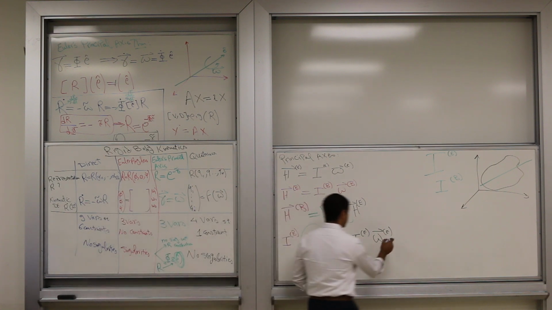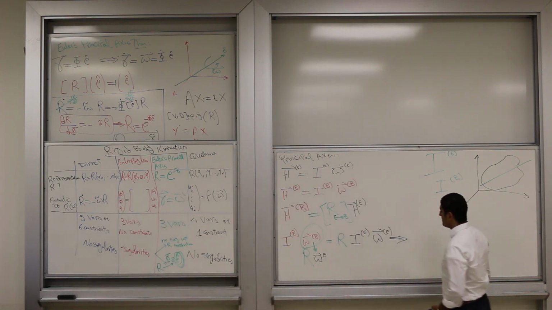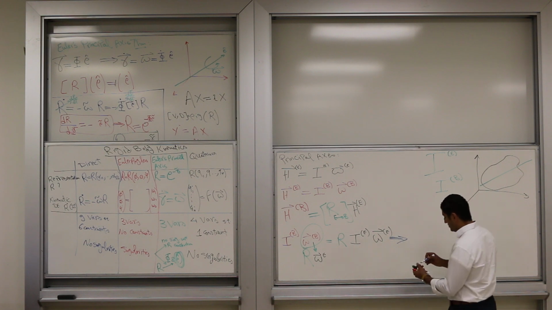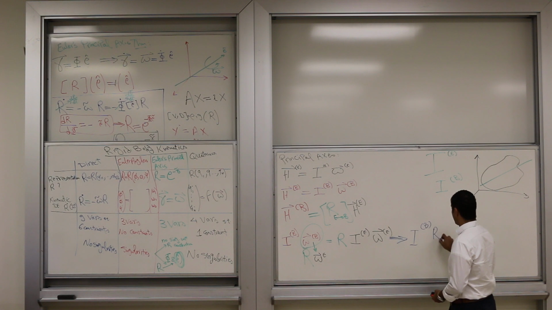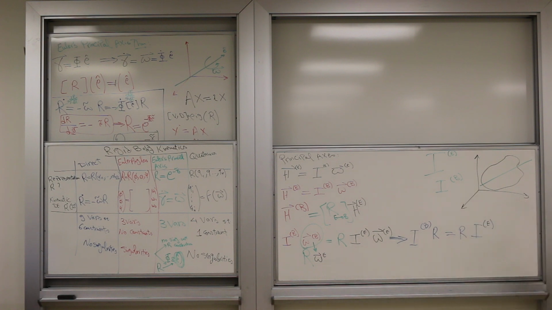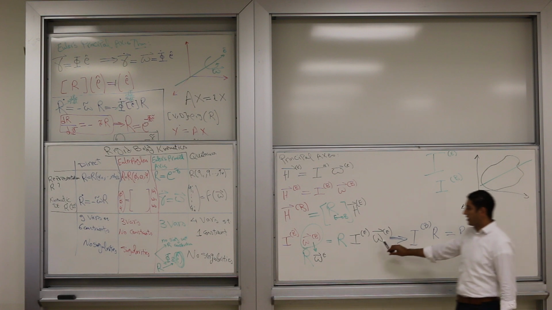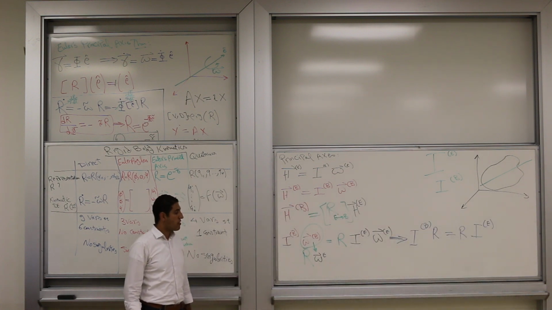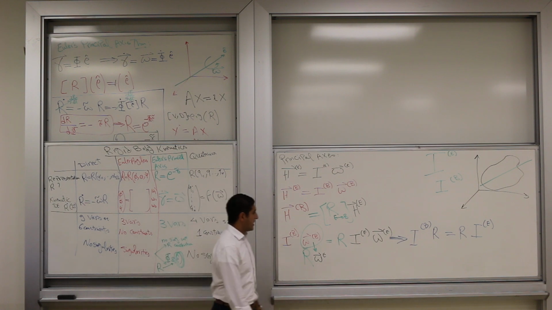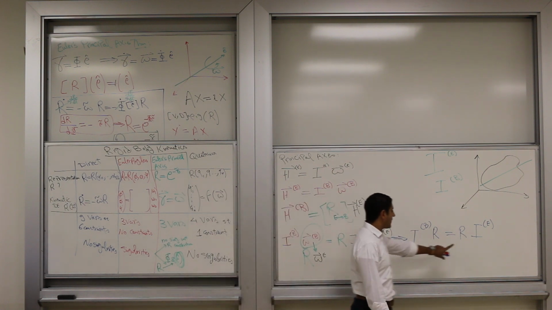Well, now I can simply write this equation, which is I_B R equals R times I_E, correct? Because both are multiplying omega_E, so I got the coefficient of omega_E. So this is the equation for how the inertia matrix transforms.